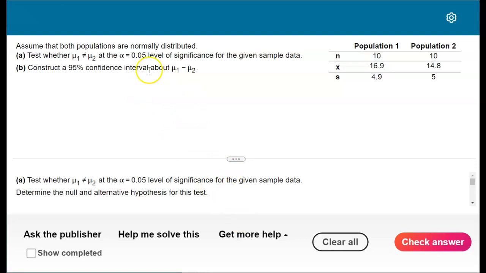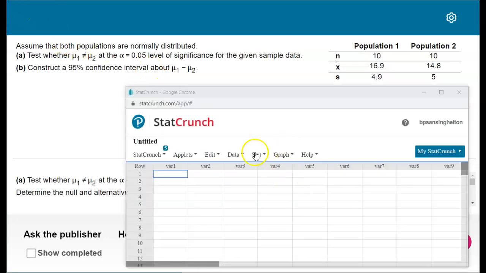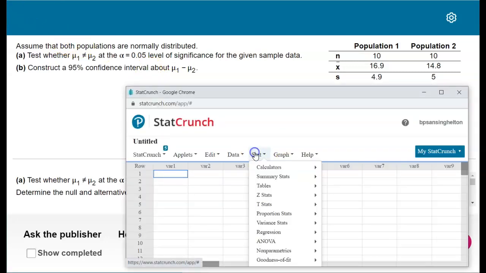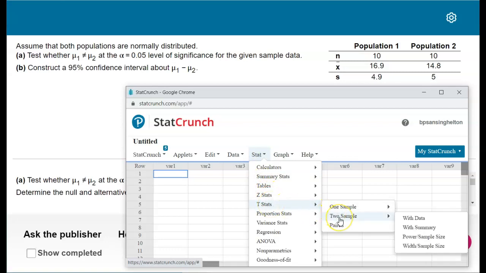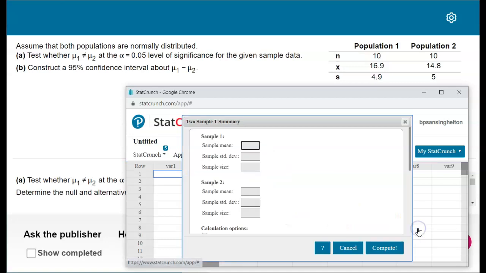So we're going to do that in StatCrunch. For these problems, we're going to do a t-test, and these are not paired. It's two samples with data. So the sample mean for the first one is the x bar, and the s, and the n. And then the sample mean for the second one, x bar, standard deviation, the s, and the sample size is the n.